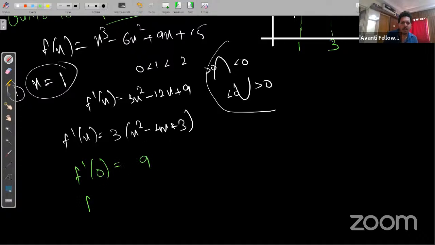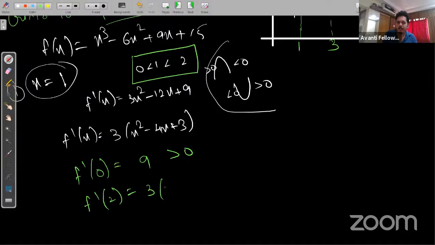Very good, Suraj. And what is the other one I'm trying to do? I'm checking around 1: one point before, 0, and one point after, 2. f dash of 2, how much are you getting? 4 minus 8 plus 3. So it is minus 1, less than 0.